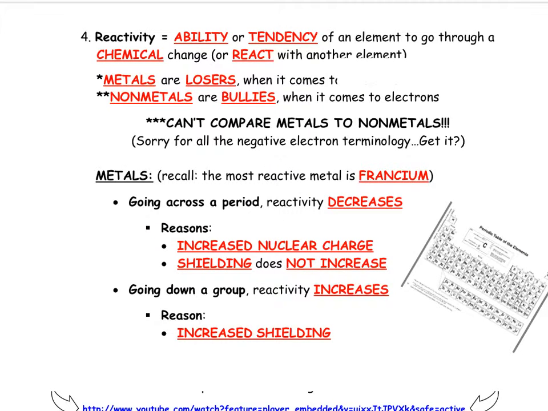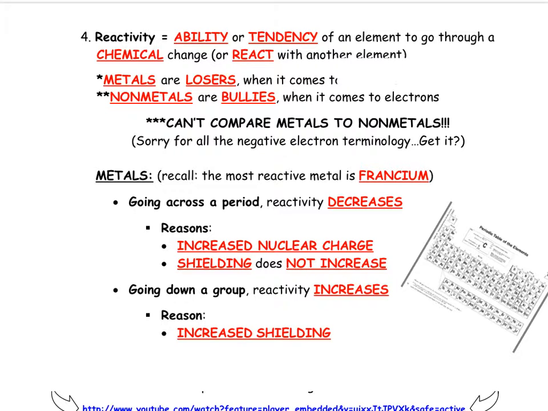Here, we've got reactivity, the ability or tendency of an element to go through a chemical change. Which ones are going to be the most reactive? Bottom left, we've got francium, the most active metal, and fluorine, the most active nonmetal, and we just discussed the reason why. Rewind me if you need to hear that again. Metals are losers. They tend to lose their electrons very easily. Nonmetals are the bullies. They tend to gain electrons from other atoms.